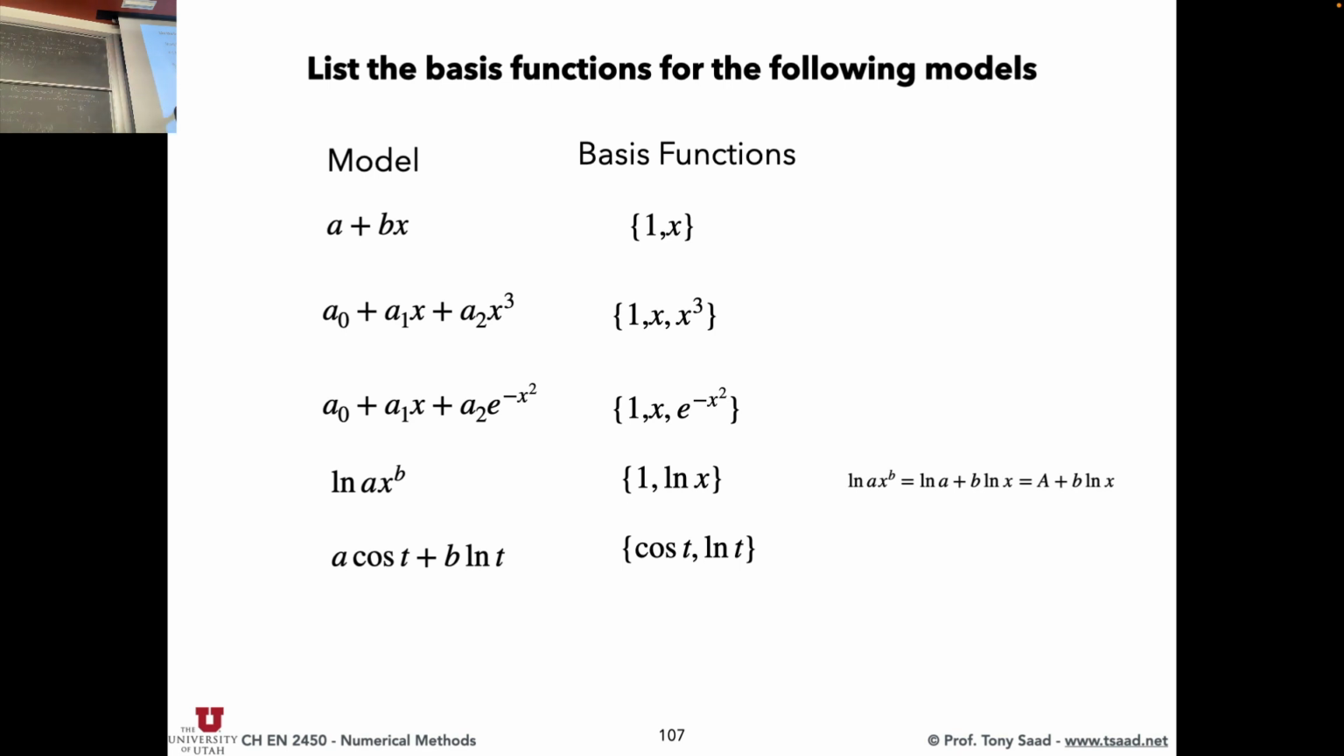For this guy, log of a x to the power b, if you split it, you get log a plus b log x, then you get a plus b log x, then your basis functions are 1 and log x. So you're allowed to do these sorts of manipulations. And over here, a cosine t plus b log t, you get cosine t and log t, okay? An infinite number of variations.